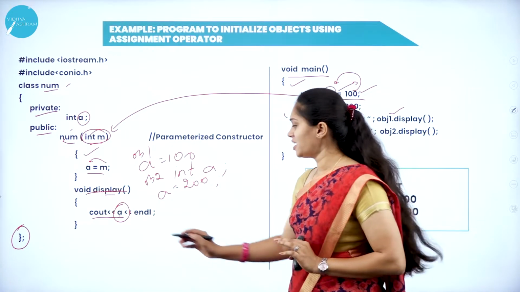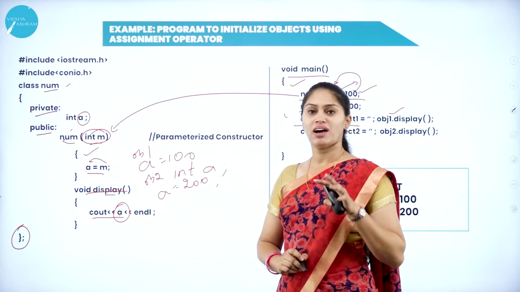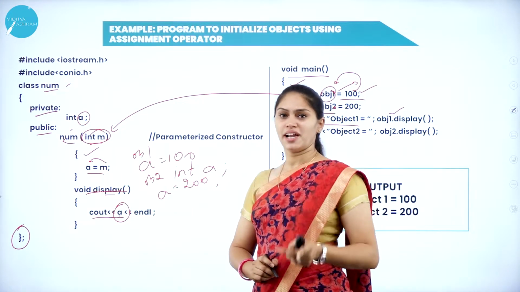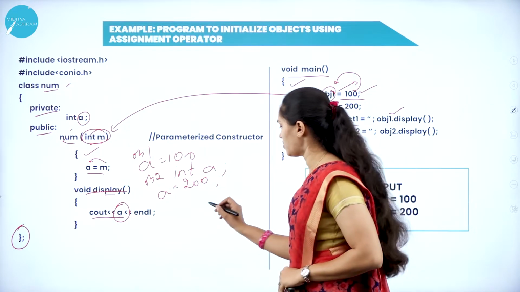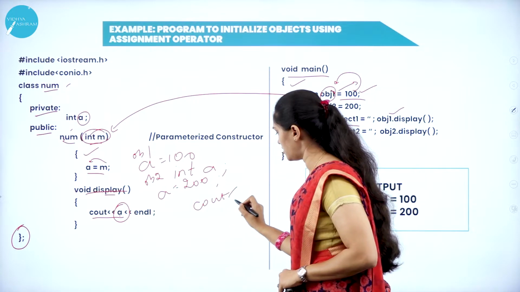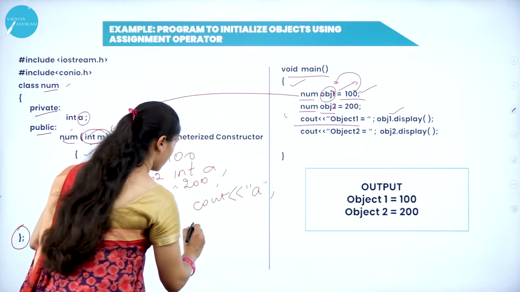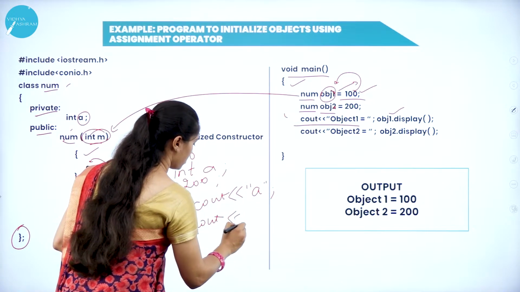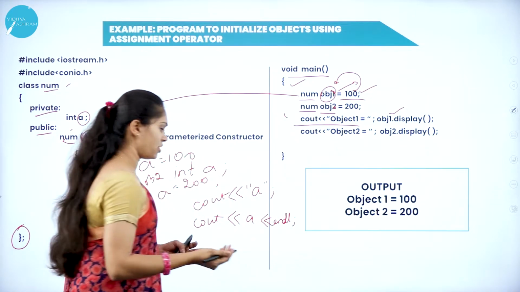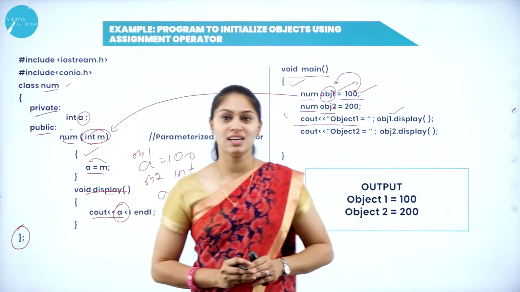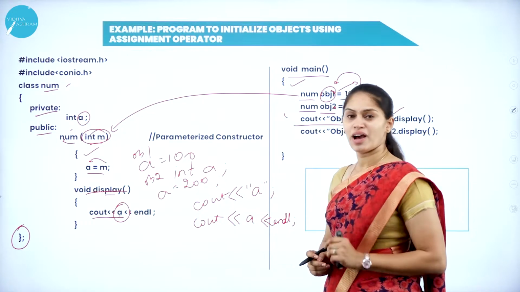Let me tell you one thing. When you have the same variable name within the cout statement, here you have to understand one thing. Let me take one example: cout "A" and cout A. What is the difference, students? Here I am taking the same thing, cout "A" and cout A. So here you have to concentrate.